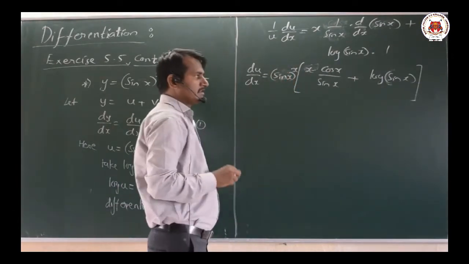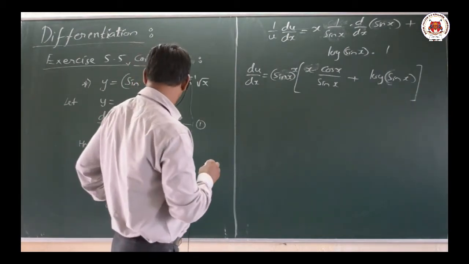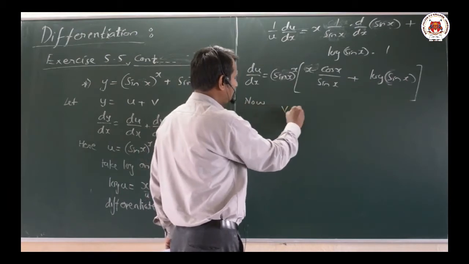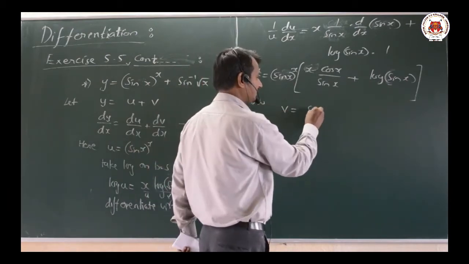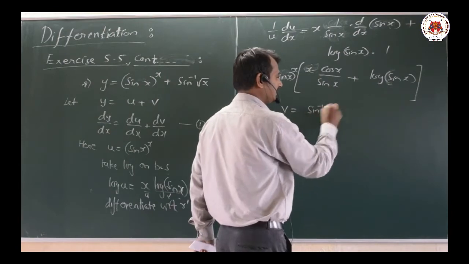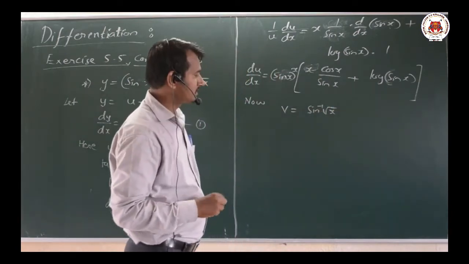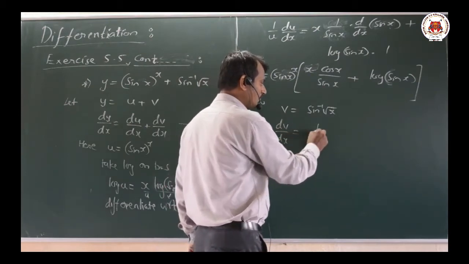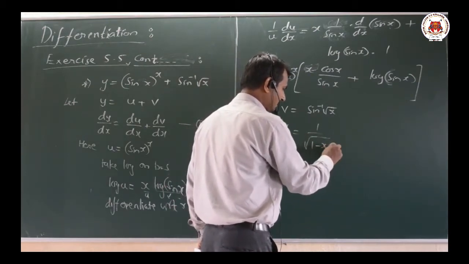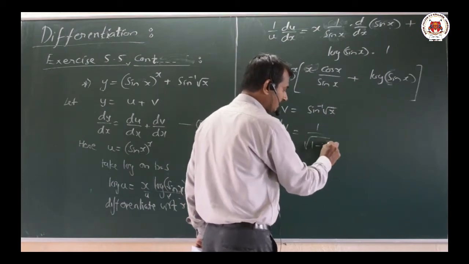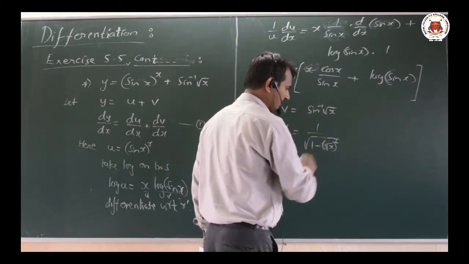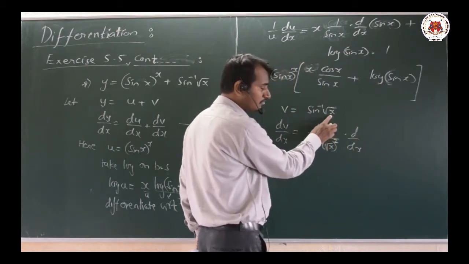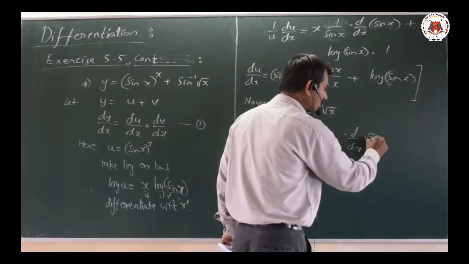Now this is the first half part. The next part is v, which is equal to sin inverse of root x. Now what is the differentiation of sin inverse of x? That is very simple: dv by dx equal to 1 divided by root of 1 minus x square, where x square means root x whole square, into further d by dx of root x.